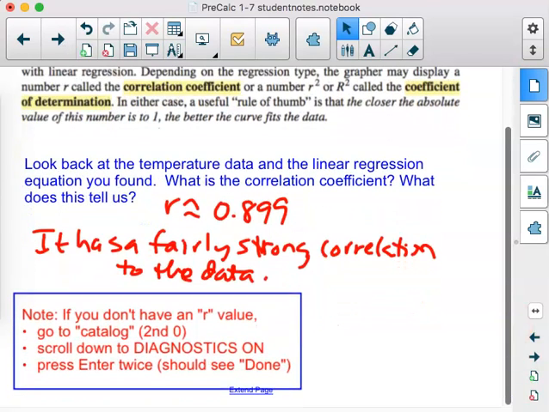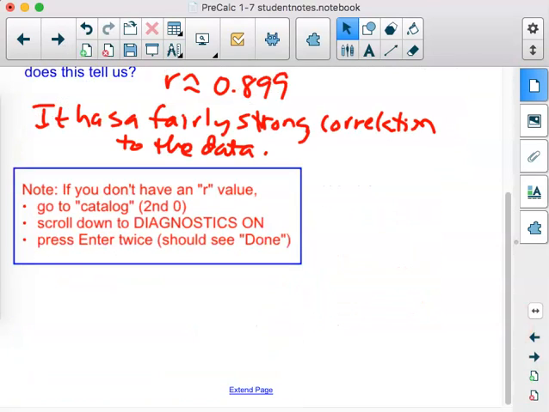Now, like it says, note, if you don't have an R value, how we got that was by doing second 0 in the catalog, and then we scrolled down to diagnostics on. And you have to make sure that you hit enter twice so that you see the word done. We have to execute it.